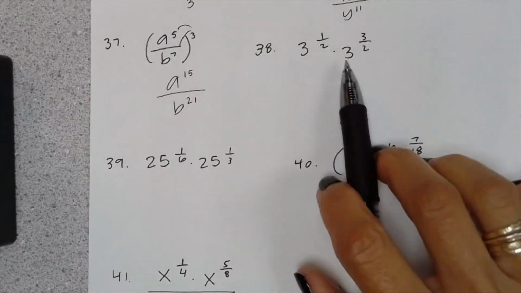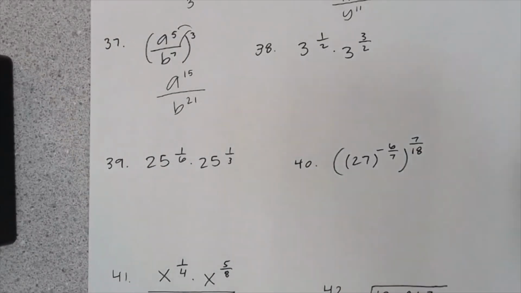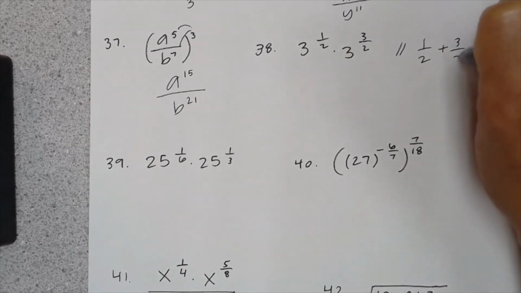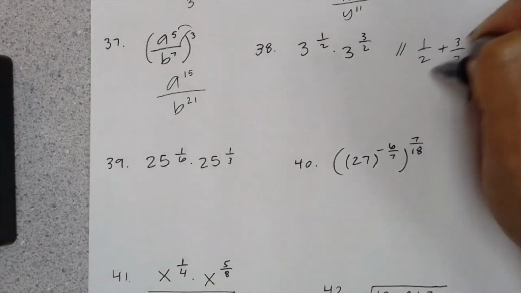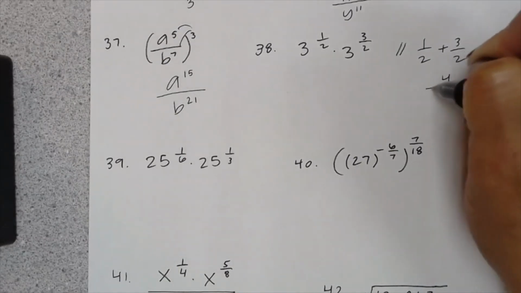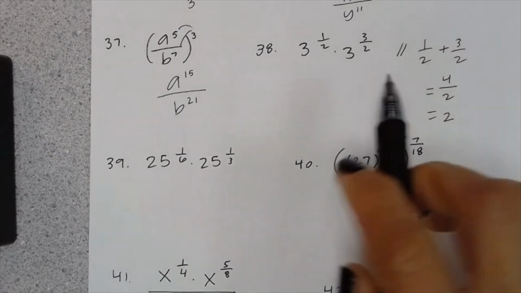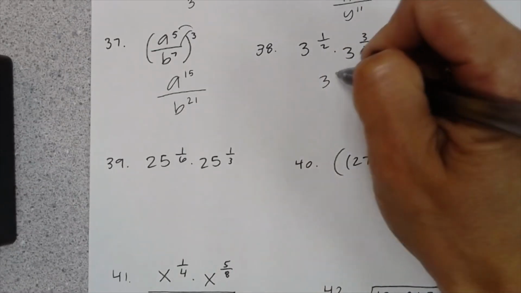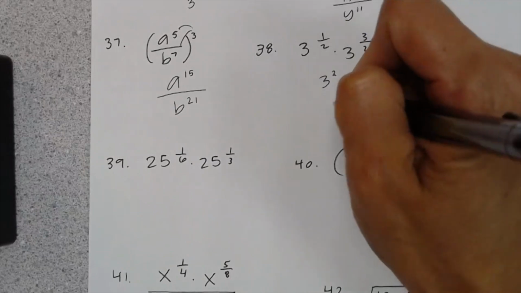For 38, you have the same base numbers, so we're going to add exponents. So we're going to go 1/2 plus 3/2. So that's going to make 4 over 2, which reduces to just 2. So again, when you have same bases, you leave the base the same, add the exponents, which we got 2, and then 3 squared is 9.